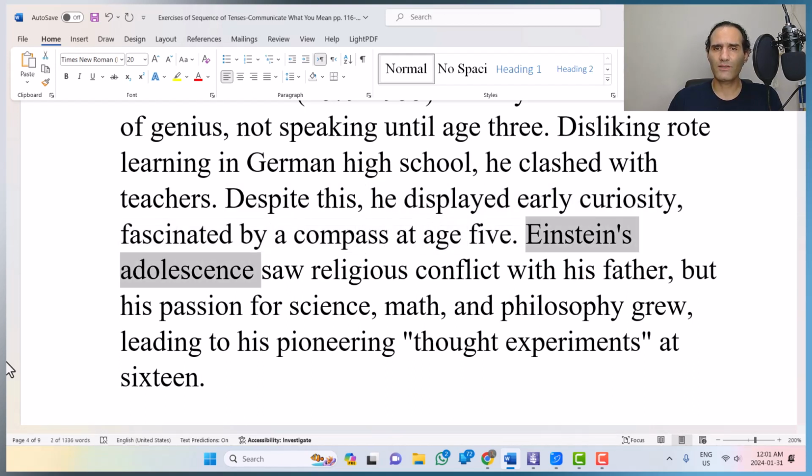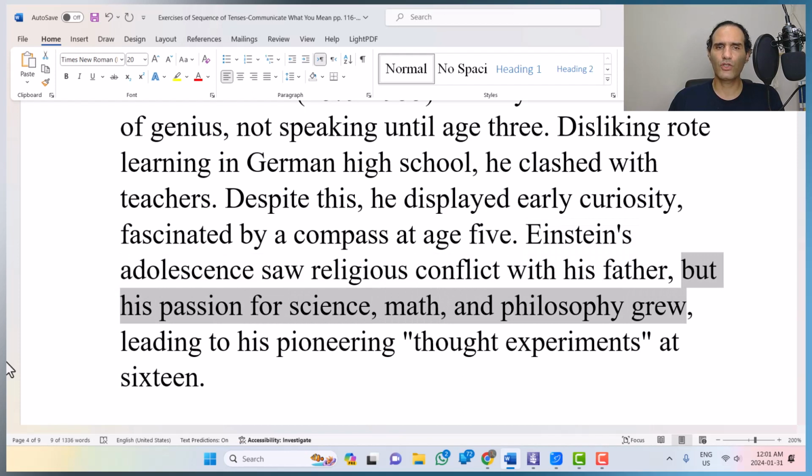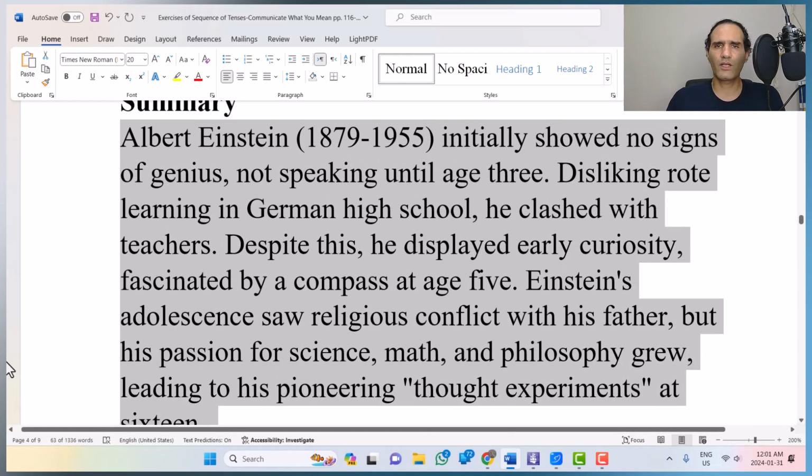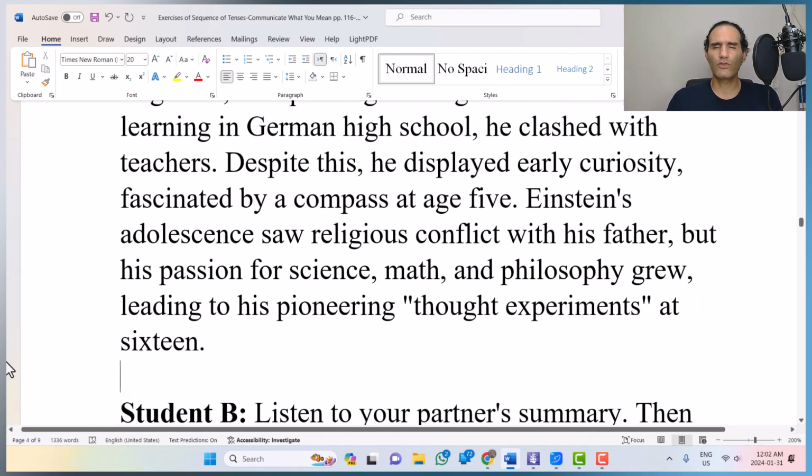Einstein's adolescence saw religious conflict with his father, but his passion for science, math, and philosophy grew, leading to his pioneering thought experiments at 16. Okay, so this was a short summary of that text. I hope you know how to prepare the summary of a text. In case you need practice, this could be a good sample for you.